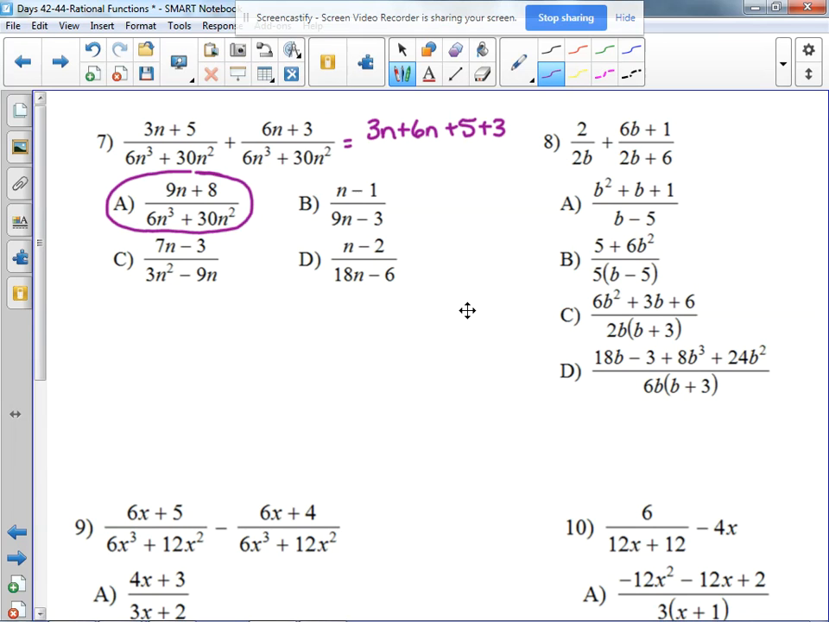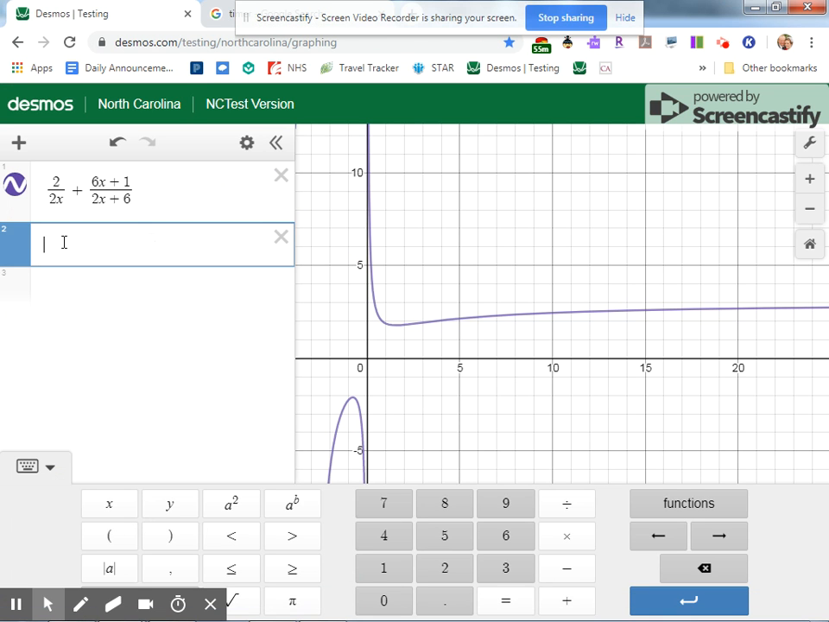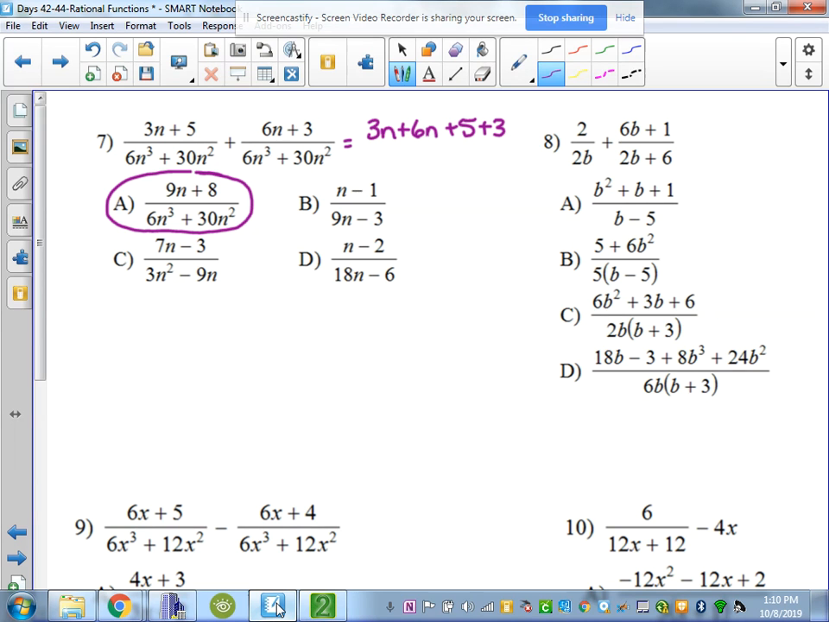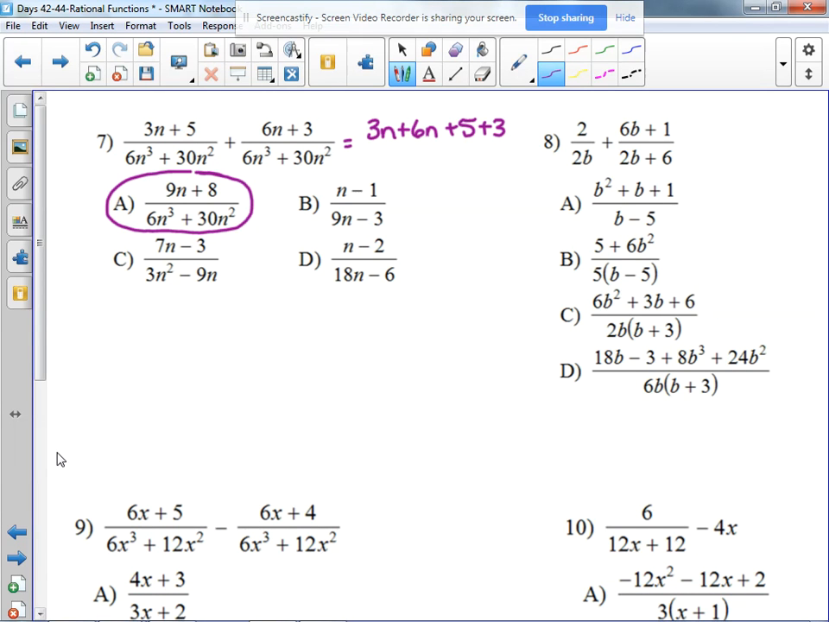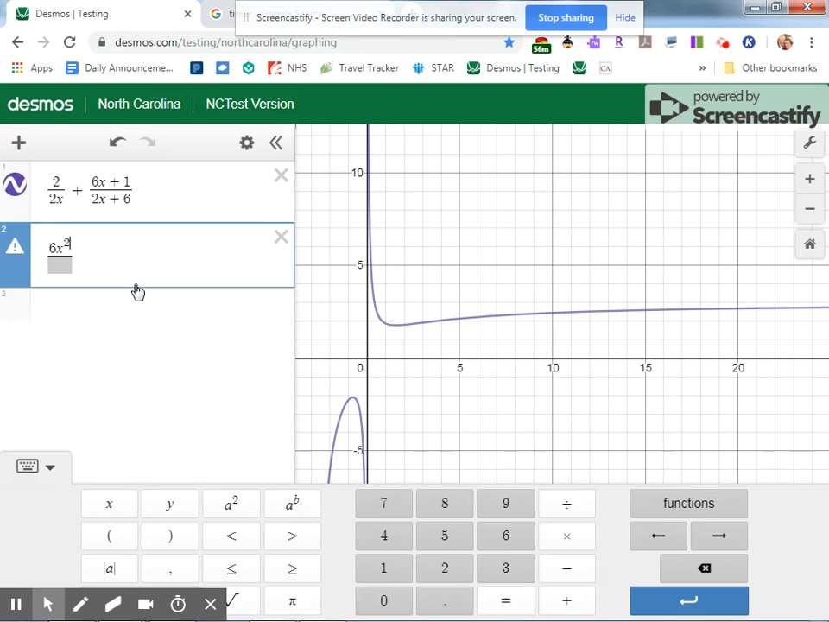Okay, so that's my whole point. Just be strategic when you're plugging these in. At least try and see if you can eliminate some answer choices. Not necessarily eliminate them, just decide which one would be the most effective to try first, because they aren't always all the same. Okay, so I'm trying answer choice C first.